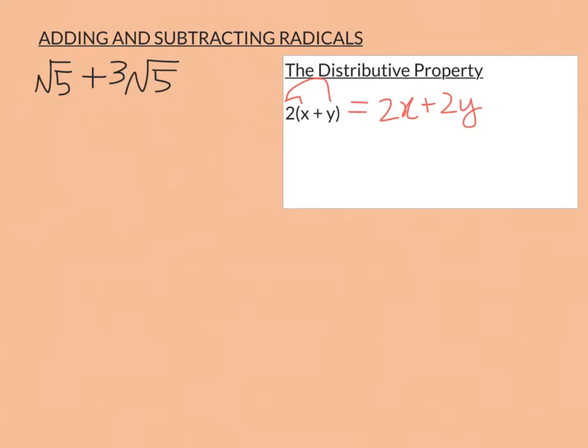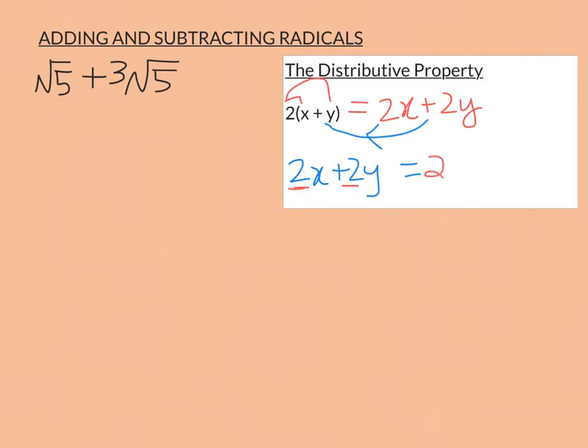Now, what happens if we're given 2x plus 2y and we want to get back to the product of 2 and x plus y? So if we have 2x plus 2y, you can also apply the so-called reverse of the distributive property, the original expression. So let's see, 2x and 2y have a common factor. So 2 is a common factor. We can factor out the 2.